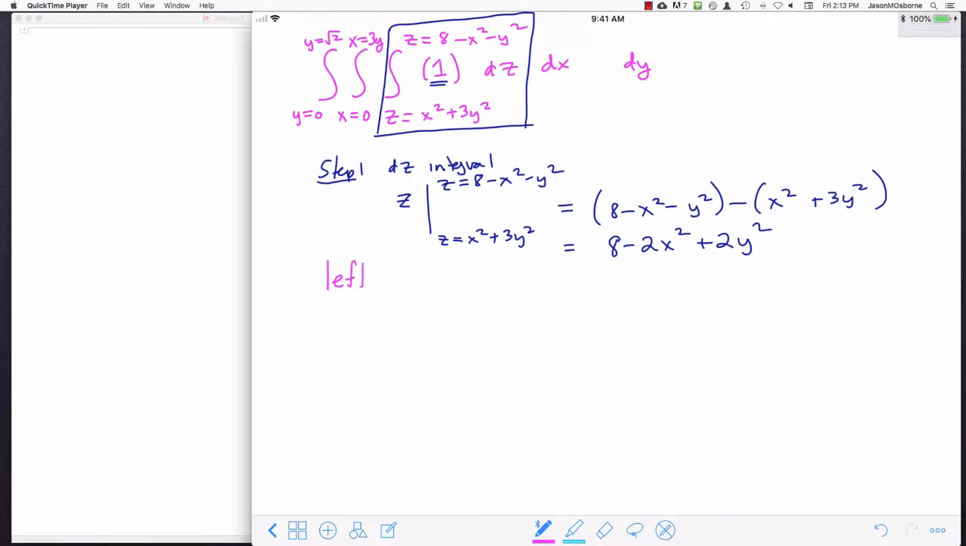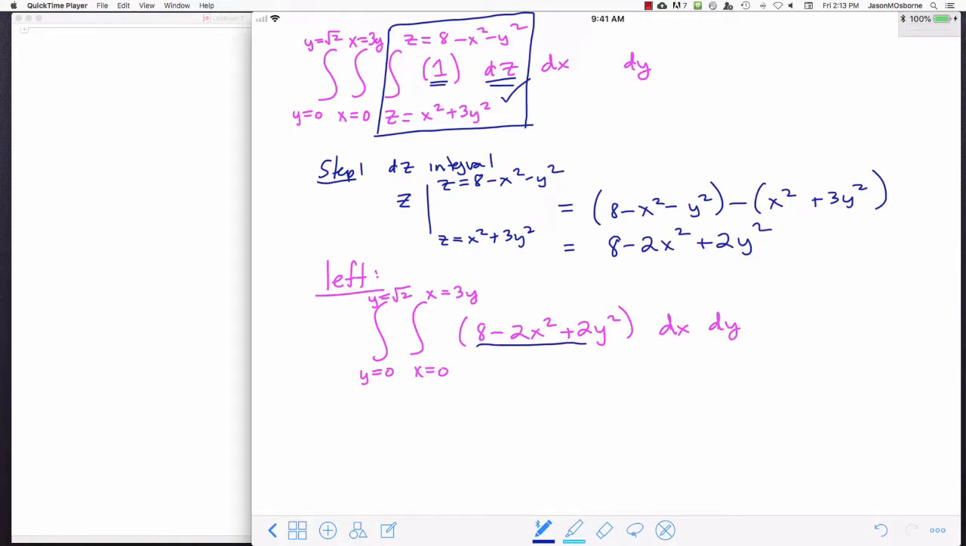That's the end of the first integral, and we have two integrals left. We have the double integral, x going from 0 up to 3y, y going from 0 up to the square root of 2, and the inside function we have left is 8 minus 2x squared plus 2y squared. After doing the z integral, your answer has only x's and y's in it. If you get something that still has a z in it, you need to reevaluate where you're going.